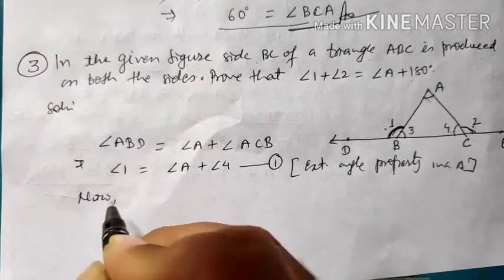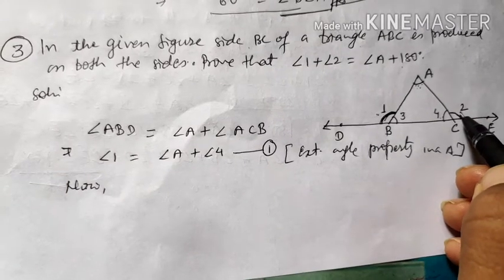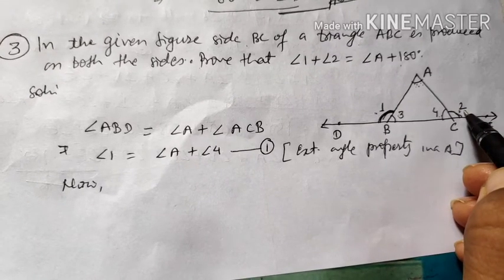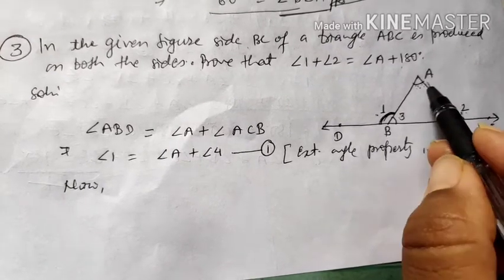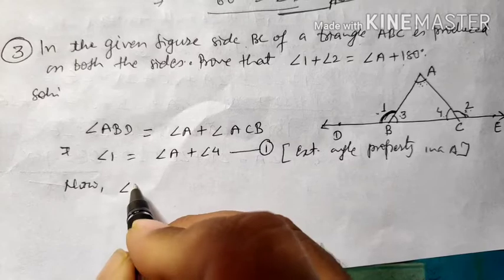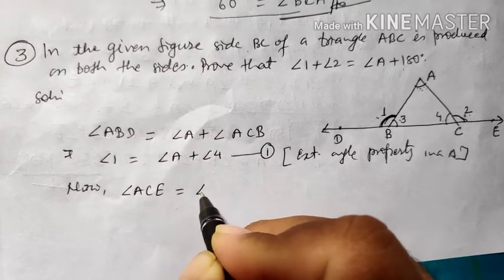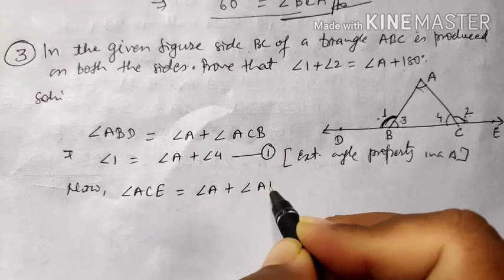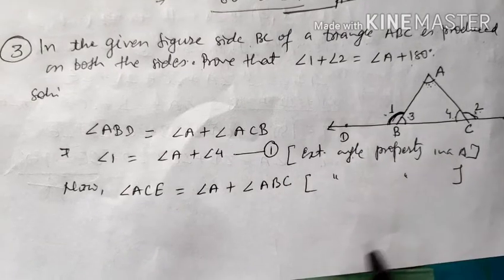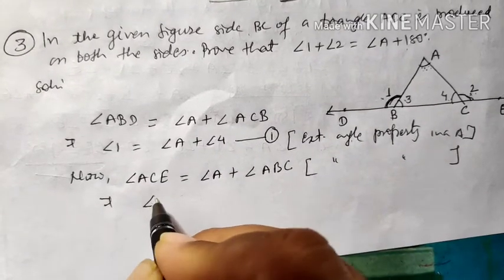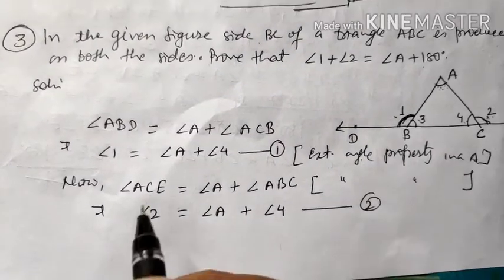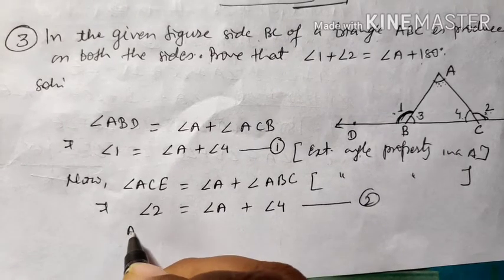Now we may say that here angle 2 equals angle A plus angle 3. Why? Because angle 2 is the exterior angle and its two interior opposite angles are angle A and angle 3. So angle ACE is the exterior angle. So angle ACE must be equal to angle A plus angle ABC. The reason is the same, exterior angle property in a triangle. So this implies angle 2 equals angle A plus angle 3. It is equation 2.